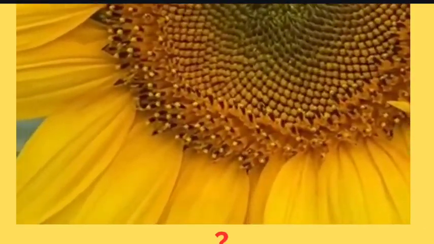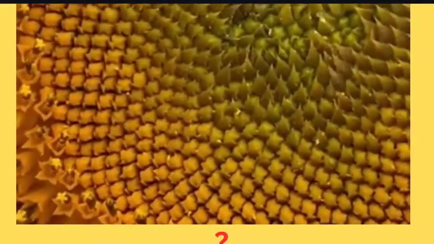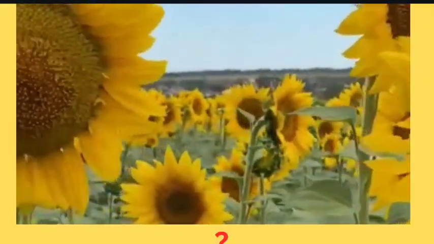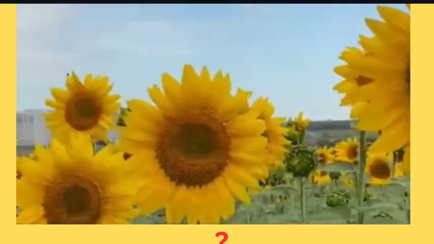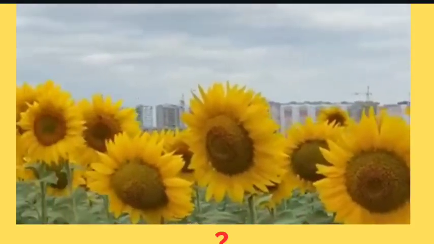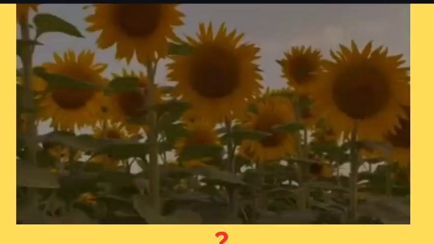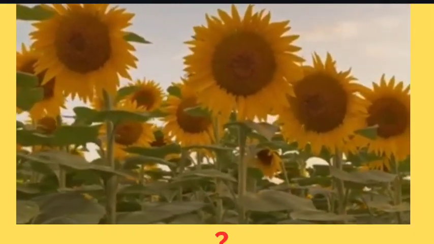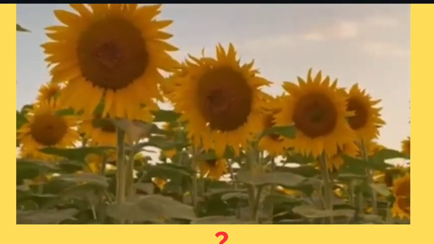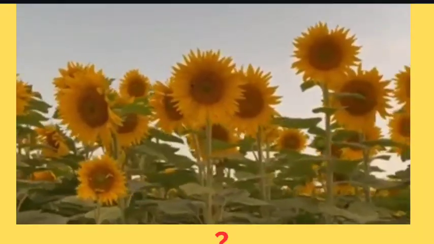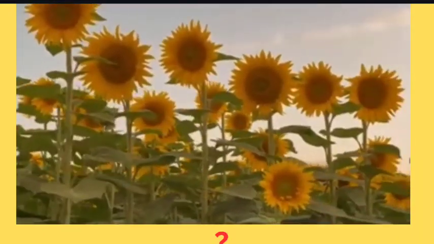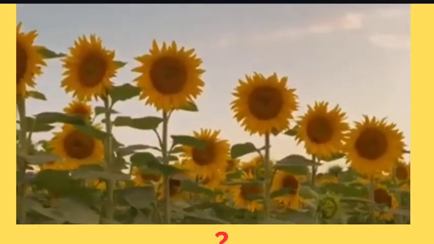Sunflowers move with the sun, a behavior called heliotropism. In the morning, young sunflowers face east where the sun rises. Throughout the day, they follow the sun from east to west. As they grow older, they usually face east, the direction of sunrise. This movement helps them get more sunlight for energy. It's like they're always trying to catch the sun's rays, making them turn and brighten our days.